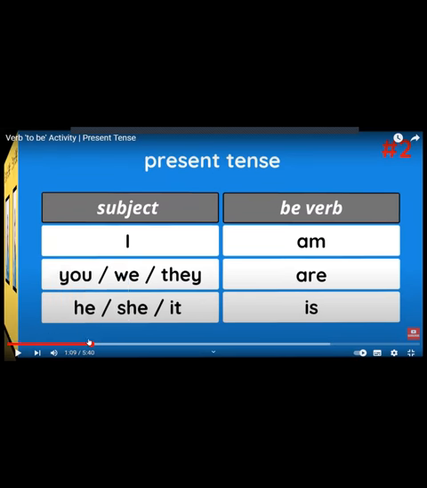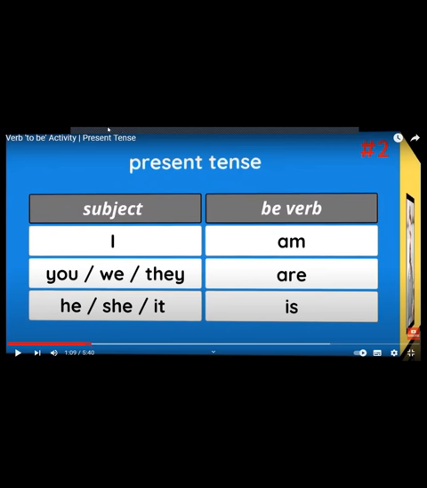Okay, and in the present tense, as was shown in the previous video, you have here the person: I, you, we, they, he, she, and it, and the verb that you are going to use depends on the person, on the subject. For example, number one is I am, number two, you are, we are, they are. That is the correct combination of subject plus verb. Then you have he, she, and it. The subject, he is, she is, it is.